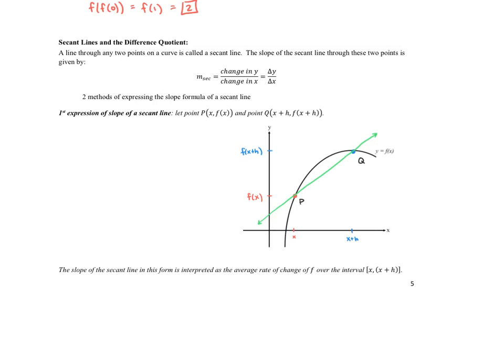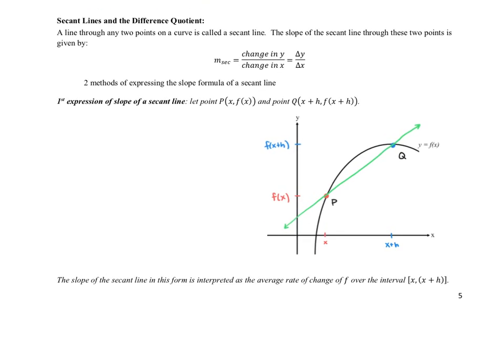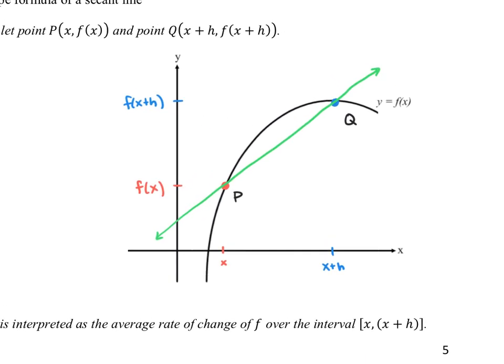Okay, so I drew out the point P, which is here, with an x value labeled just as x, and a y value labeled as f of x. And then we have Q, which has an x value of x plus h, and a y value of f of x plus h. In terms of the transformation, we moved from P horizontally h units, and therefore we end at x plus h.